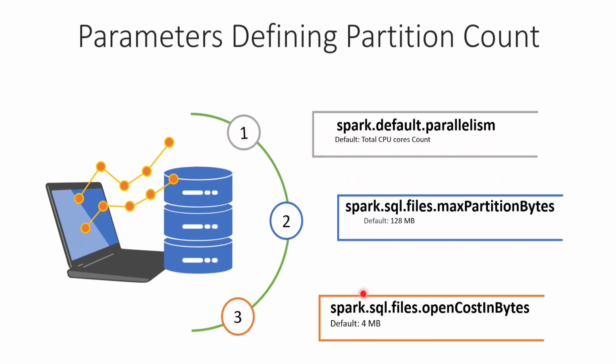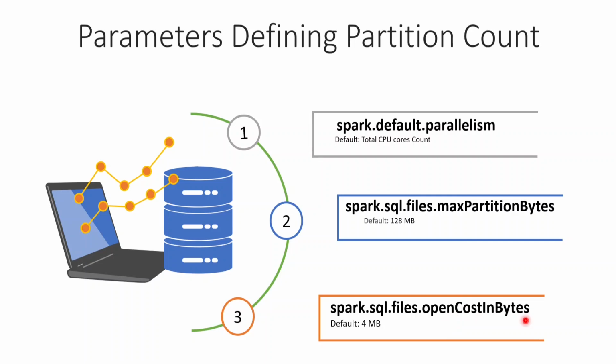But probably you might have come across the parameters parallelism and maximum partition bytes. But this one, open cost in bytes, is quite new. It also plays an important role in deciding the number of partitions in the Spark environment. So what is open cost in bytes?